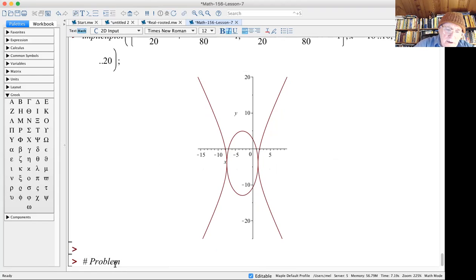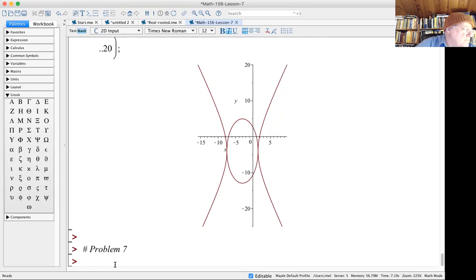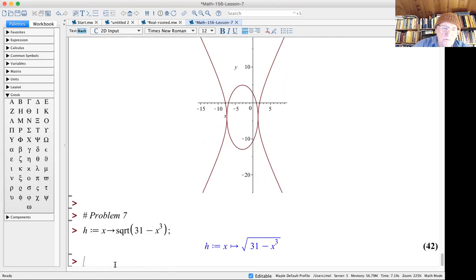Problem 7, we have a curve and we want to find the tangent line and the normal line. So let me write this as a function. Let me just call it h, just for a different letter. So h of x is square root of 31 minus x cubed. That's my function.